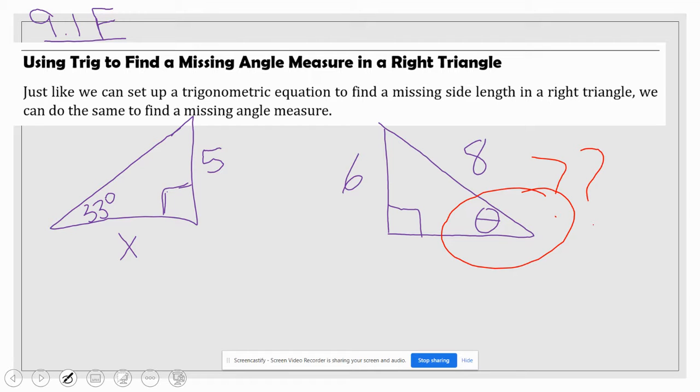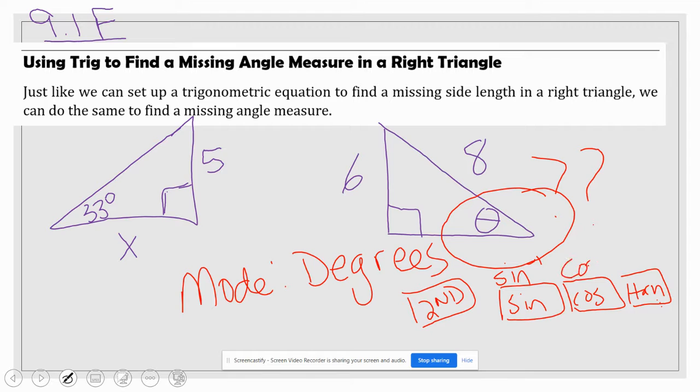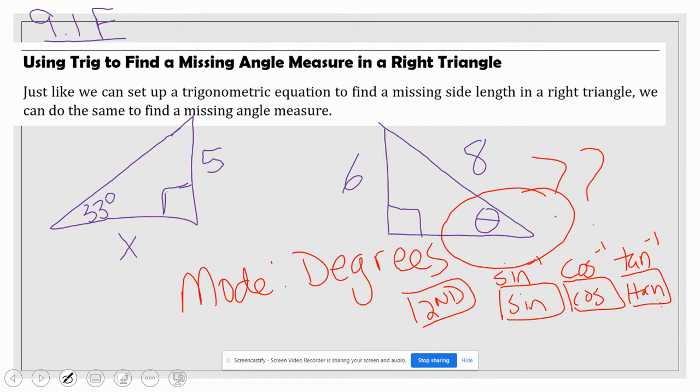So before we start, I need you to again go into your calculators and make sure that your mode is in degrees. And the second thing that I need you to find is your second button. And then if you look above sine, cosine, and tangent buttons, it'll say sine to the negative first, cosine to the negative first, and tangent to the negative first. Those are the ones that we want to be able to access in order to find the angle measure.